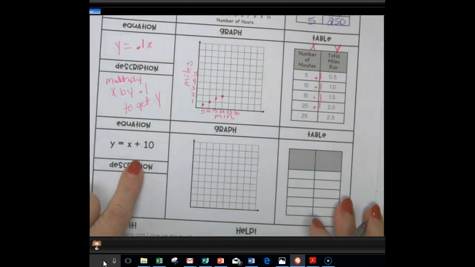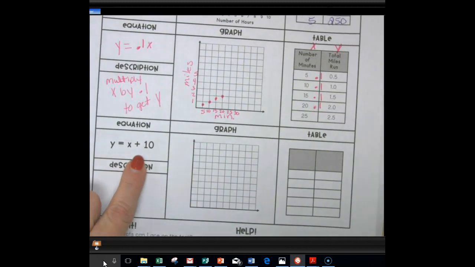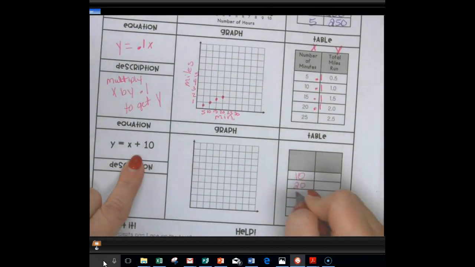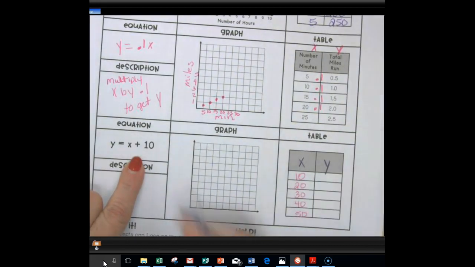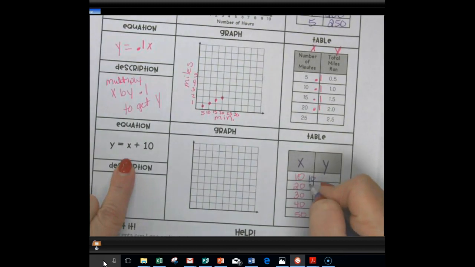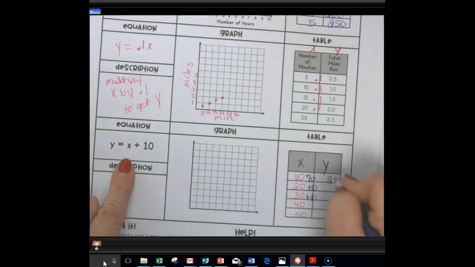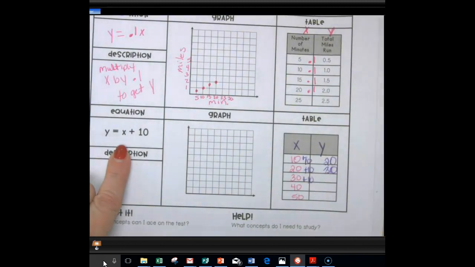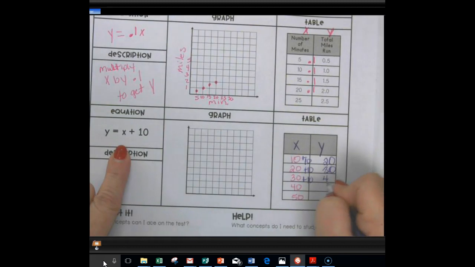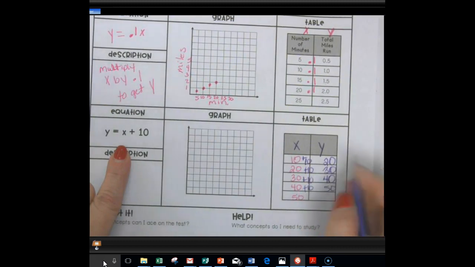Here they give us the equation, so I know I'm adding 10. So if I have 10 here, 20, 30, 40, 50. This is my X, this is my Y. I am adding 10. 10 plus 10 is 20. 20 plus 10 is 30. 30 plus 10 is 40. 40 plus 10 is 50. 50 plus 10 is 60.